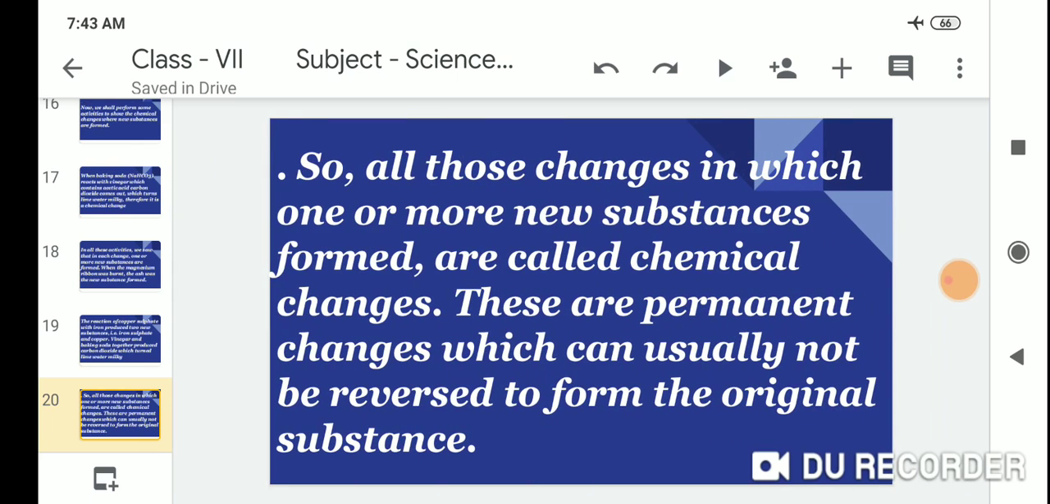So all those changes in which one or more new substances are formed are called chemical changes. These are permanent changes which can usually not be reversed to form the original substance.